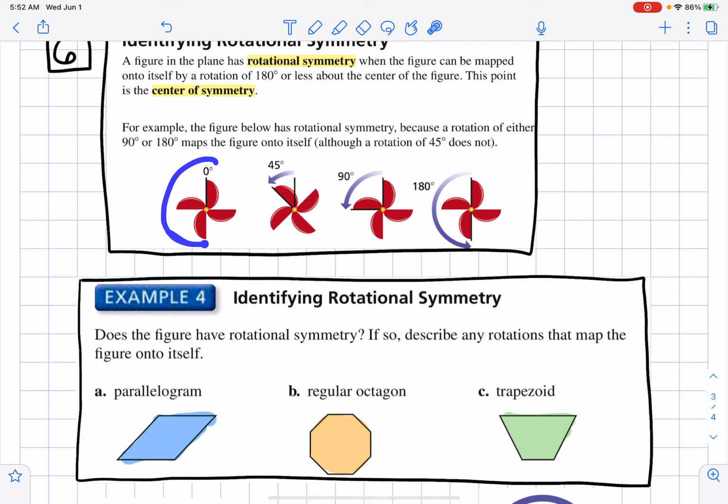So if I had the original figure at 0, if I rotate this figure 90 degrees, you'll notice that it ends up being the exact same figure as before. So it's mapped onto itself. That's what this part means, mapped onto itself. So if I rotate this 90 degrees, it gets mapped onto itself. Notice that 45 degrees is not necessarily a rotational symmetry. When I move it 45 degrees, we're not able to map it back onto itself. So 45 degrees doesn't count, but notice that 90 does, and notice that 180 does. So these two images are the exact same as before. That's what it means to be mapped onto itself.